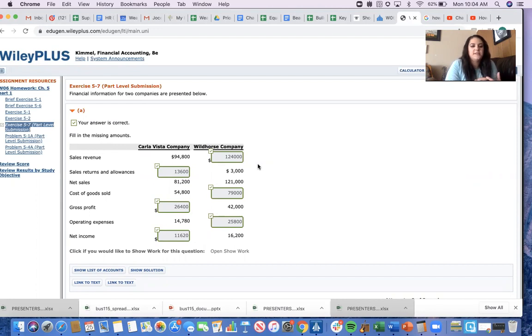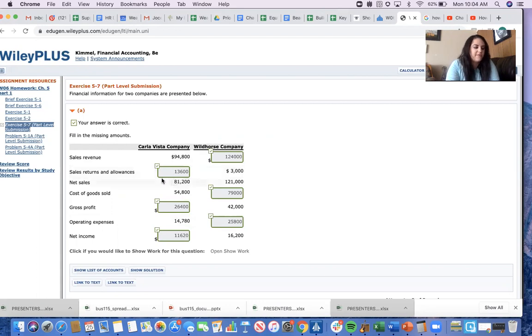So in order to get the sales returns and allowances, we want to take the sales revenue, so sales revenue minus the net sales. And then when we get that, it comes out to $13,600.